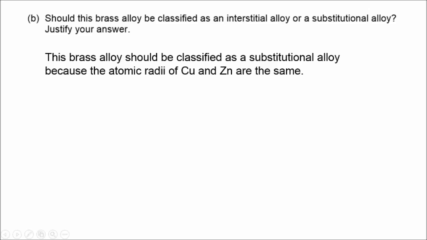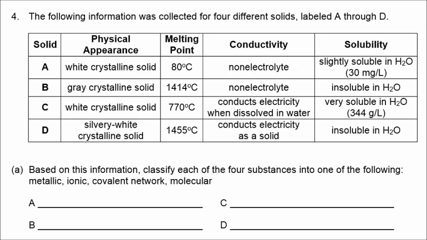Okay, moving on to the next free response question, number 4. We have 4 solids, A, B, C, and D. They each have unique properties, including physical appearance, melting point, conductivity, and solubility. Let's classify them as either metallic, ionic, covalent network, or molecular. Well, solid C conducts electricity when dissolved in water. That's a pretty good hint that it's going to be ionic. Solid D conducts electricity as a solid. That would have to be a metallic solid.